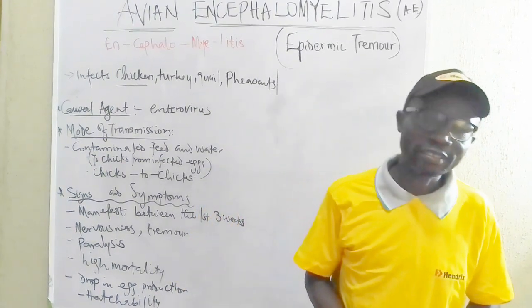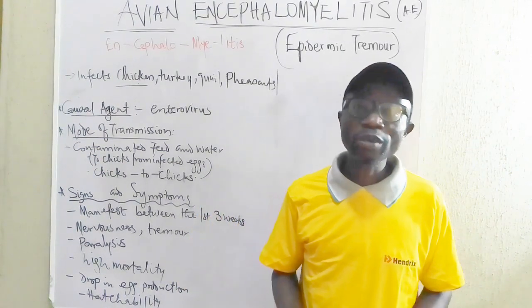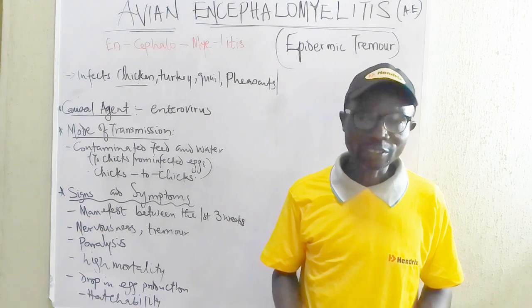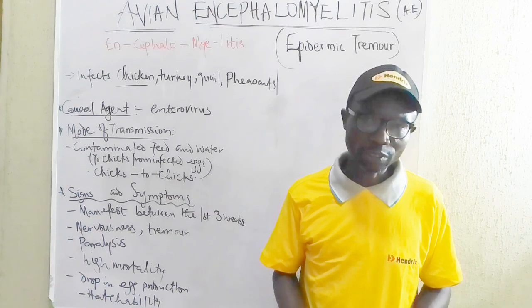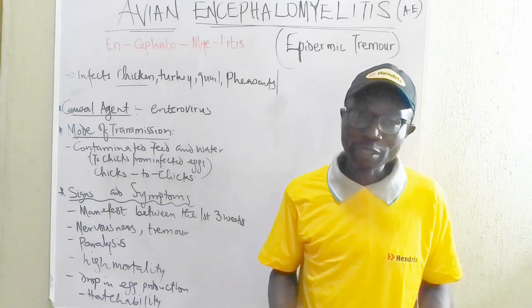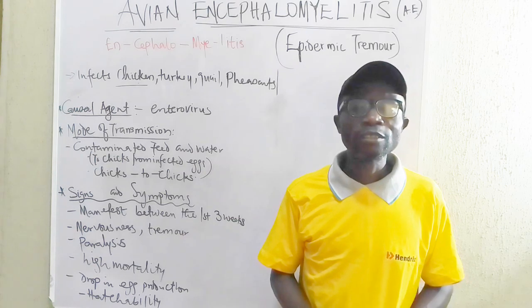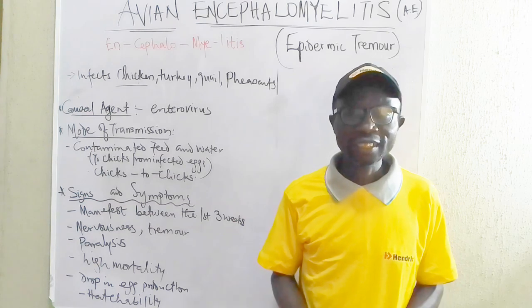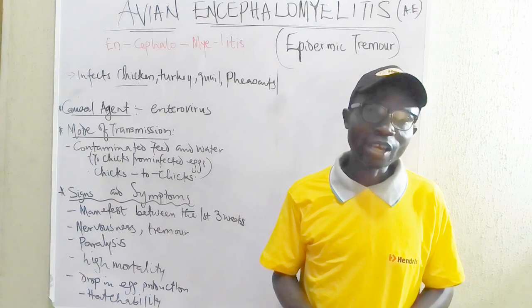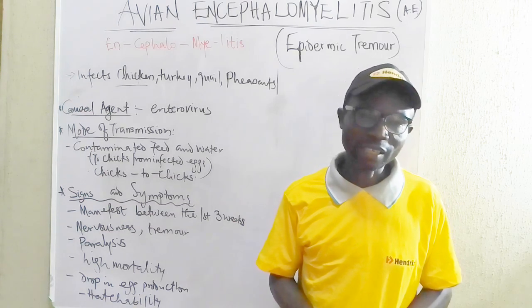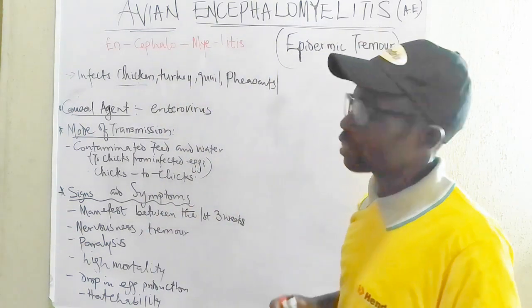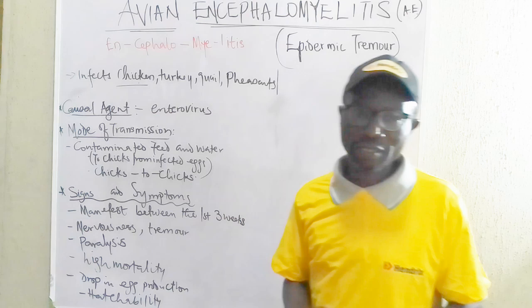Welcome to Poultry Science. Now we have another ailment, another disease of poultry, and as you may expect, more often than not, most ailments in scientific terms can be long, and this is one of them. We have avian encephalomyelitis. Now let us do a dissection of the name.